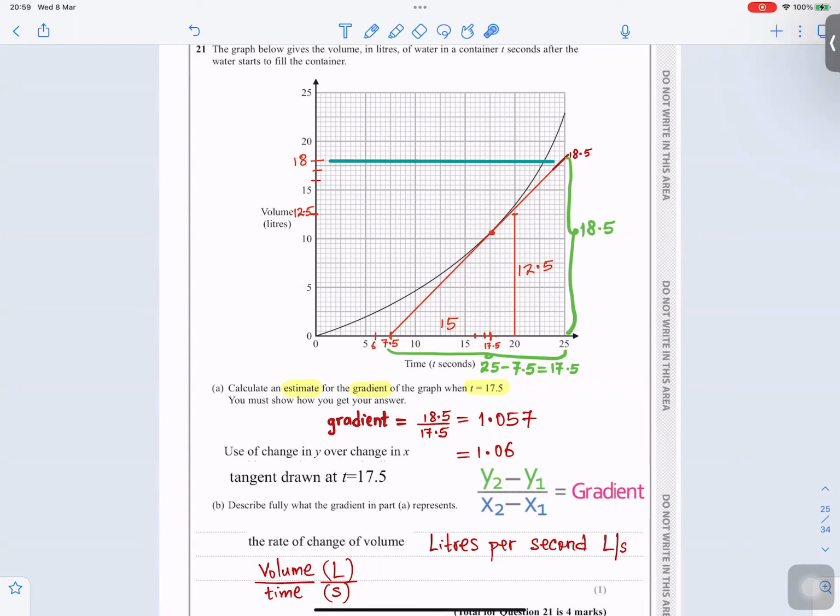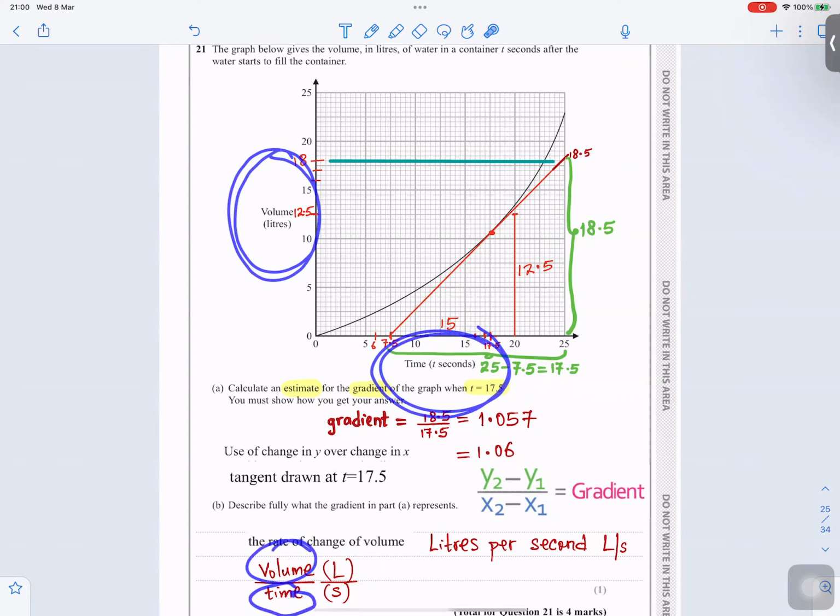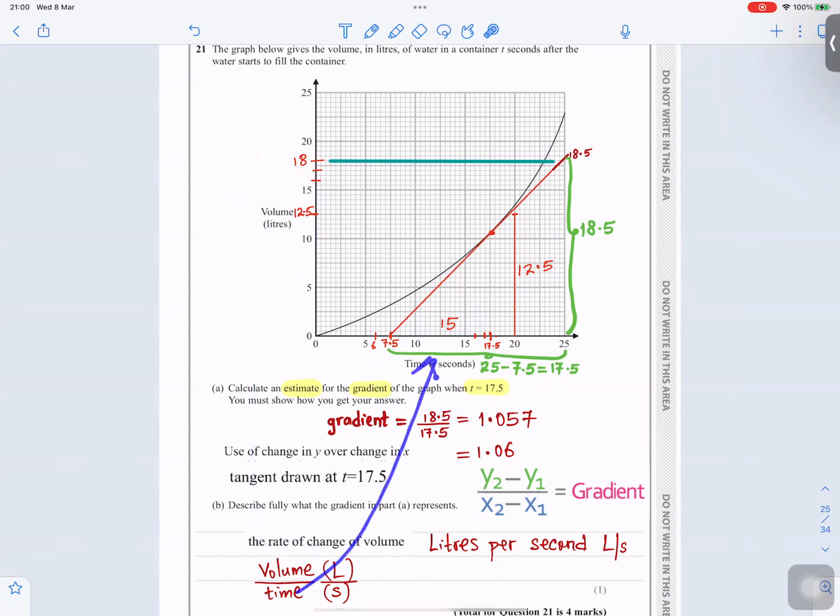Describe fully what the gradient in part A represents. Because it is the Y part divided by the X part, the gradient is what is on the Y-axis, the volume in liters, over the time in seconds. So volume in liters from the Y-axis, time in seconds from the X-axis. So it's liters per second. Because it has to do with time, it has to do with rate of change of volume. How fast, or the rate of change of volume.